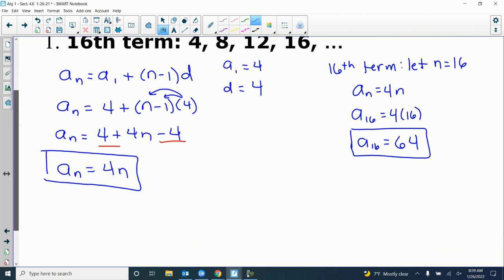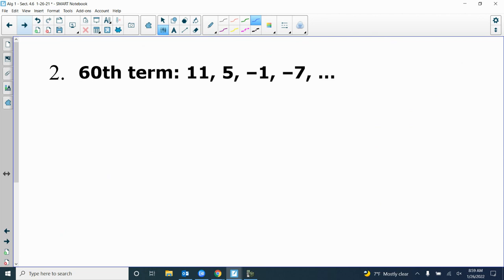All right, that second one. All right, I want the 60th term. But I also need the equation, same direction. I got to find the equation for the nth term. So where it says the blank, put down 60th. And then I got 11, 5, negative 1, negative 7. All right, that is arithmetic. What's my D value?